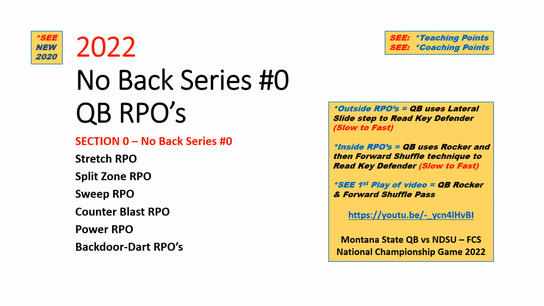With inside RPOs, quarterback will still use his rocker technique, but then he adds a forward shuffle into the line of scrimmage reading that key defender. Again, slow to fast. You can click on this video link below, and it's a great example. Just the first play is all you need to see of this inside rocker technique and then forward shuffle to the line of scrimmage with a run pass option. It's Montana State quarterback Tommy Mellott versus North Dakota State in this year's 2022 FCS National Championship game.